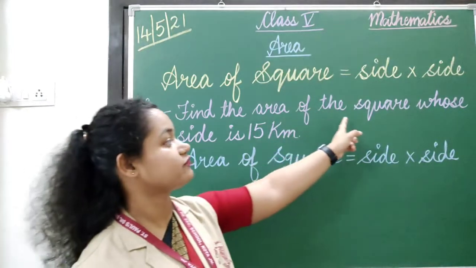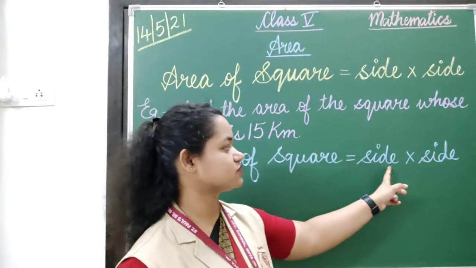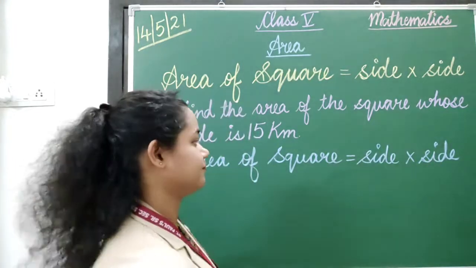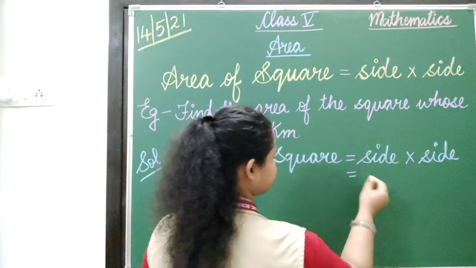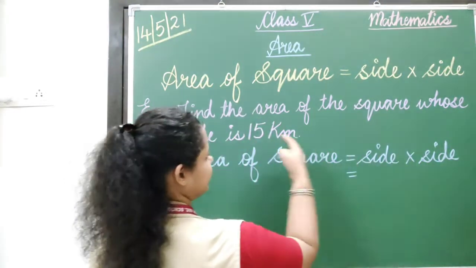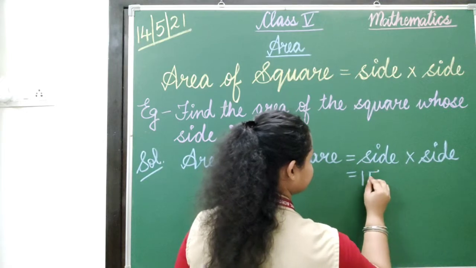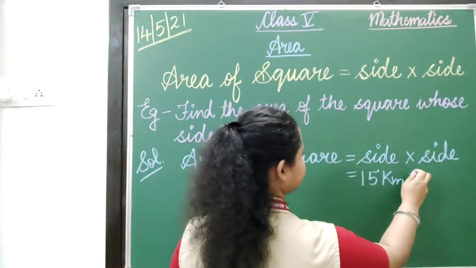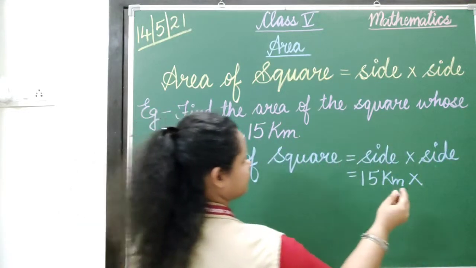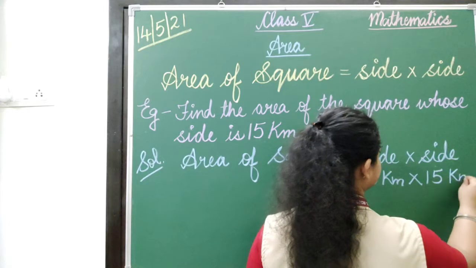Find the area of the square. So area of square is equals to side into side. Now below this is equals to sign, again put another is equals to sign. What is the side given to us? 15 kilometers. So 15 kilometers multiplied by, then again side, that means again we have to write 15 kilometers.